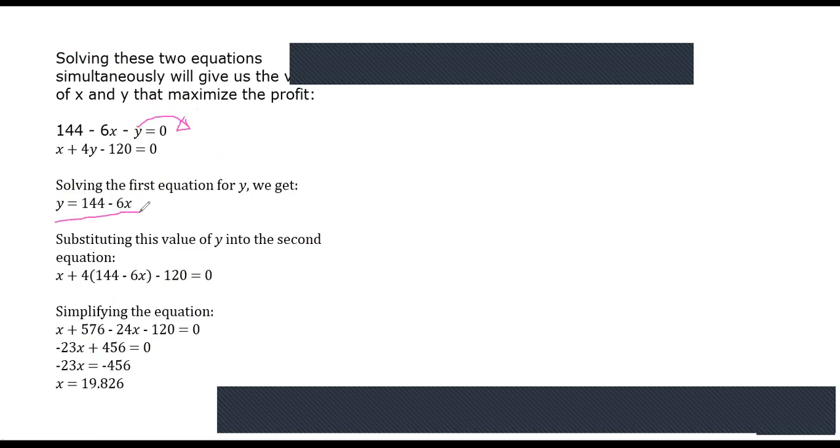Are we together on this one? On finding the y, are we together? The y just jumps this side. So we're going to have 144 minus 6x is equal to y. Is that clear? Okay. Yes, it is.